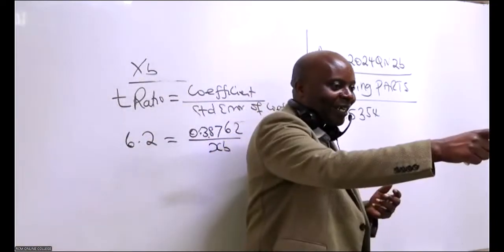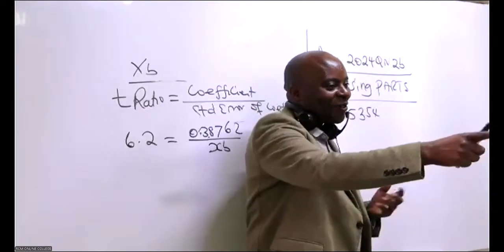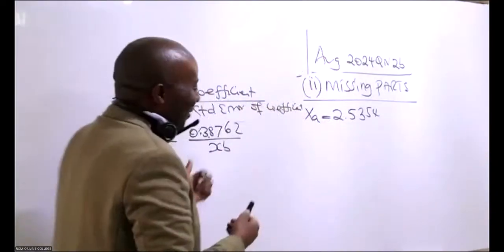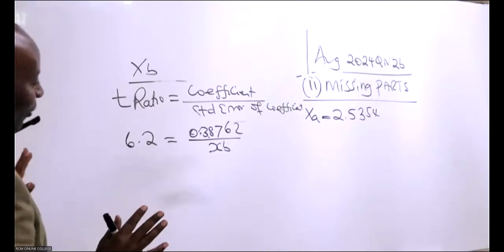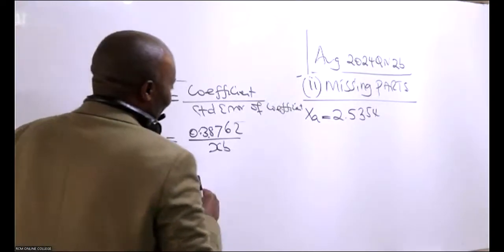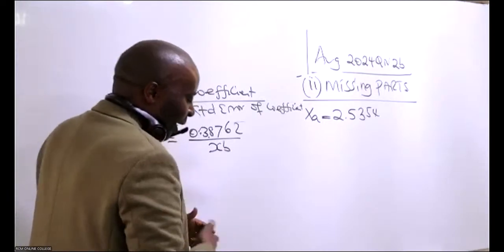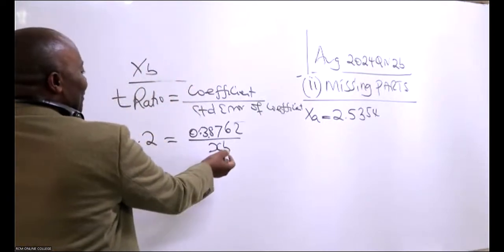Had you done your homework? We shall overcome. Don't worry. This is an adult class. So long as you are trying. We are trying. So make XB the subject.